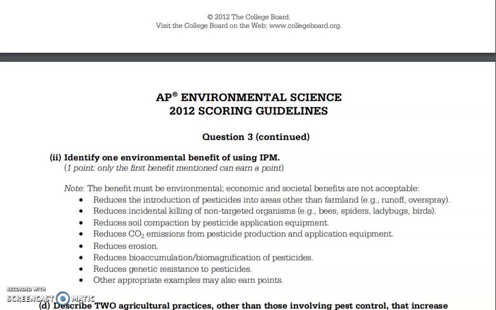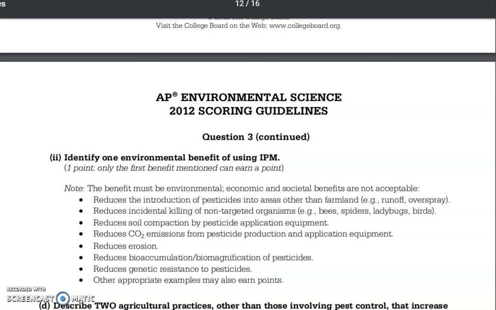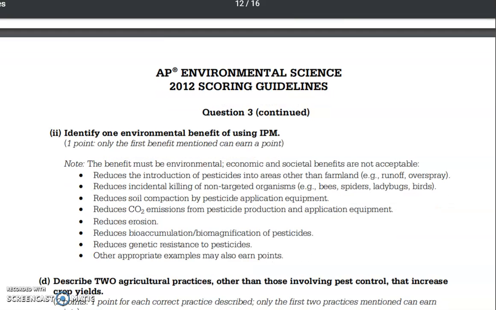Reduces the introduction of pesticides into areas other than farmland. Reduces incidental killing of non-targeted organisms, things like our bees and spiders and ladybugs. Reduces soil compaction by pesticide application equipment. Reduces carbon dioxide emissions from pesticide production and application equipment. Reduces erosion. Reduces bioaccumulation and biomagnification. Reduces genetic resistance to pesticides, and then other examples.